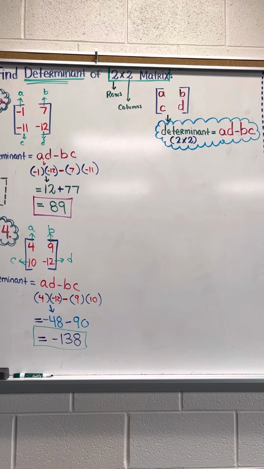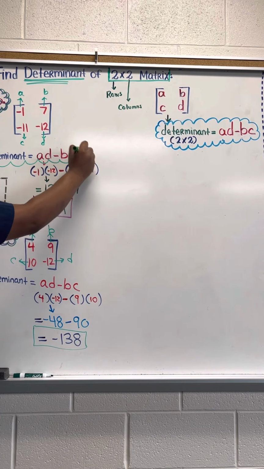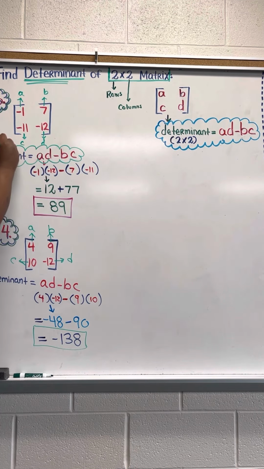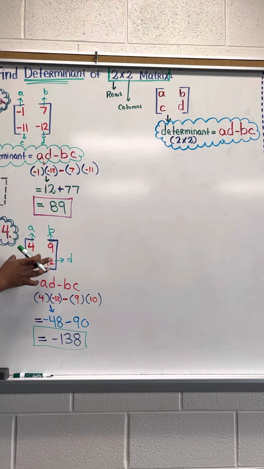All right, so once again, ladies and gentlemen, you remember the determinant formula of a 2x2 matrix is just A times D minus B times C. And all you're doing is just identifying what are the values, right? And then you just plug in the values where they go in the formula and just multiply and subtract out, okay?